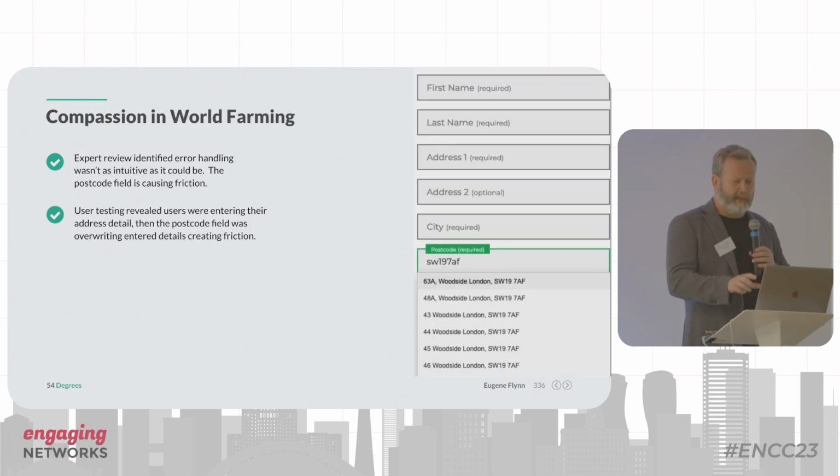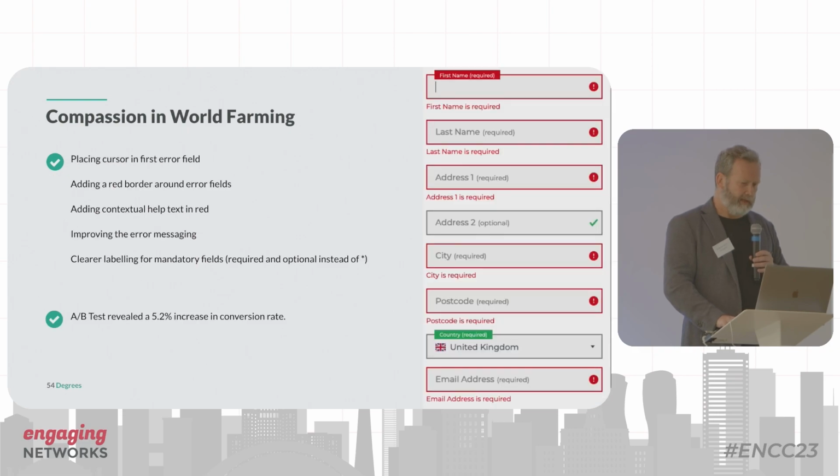Okay, to give you an idea of the type of things we also uncovered, this was following an expert review with Compassion in World Farming. I'd identified that this postcode field was causing issues because people entered their address and then selected their postcode, and the postcode started inputting information into the address fields, and it was just correcting itself, and it was quite confusing. And also the error fields on it weren't doing what they should. So we implemented those error fixes.